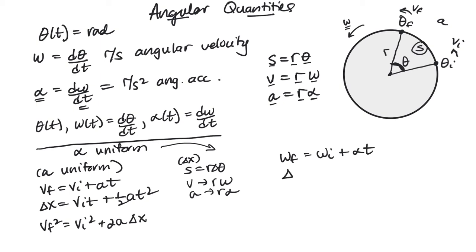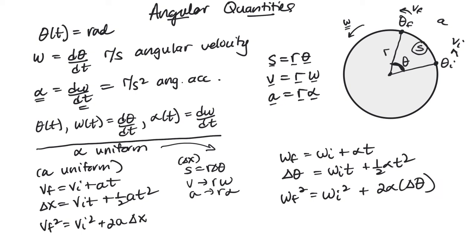I wind up with delta theta instead of delta x is omega initial t plus 1/2 alpha t squared. And I wind up with omega final squared equals omega initial squared plus 2 alpha delta theta. And I can use these in the same way provided that my alpha is uniform, same as when I can use the big three.